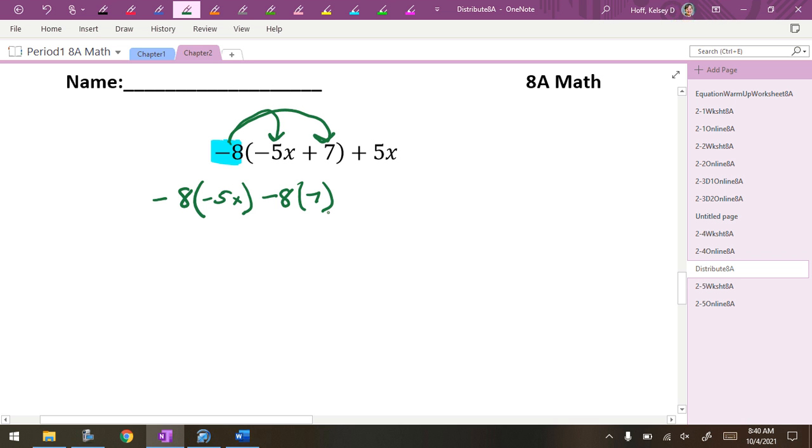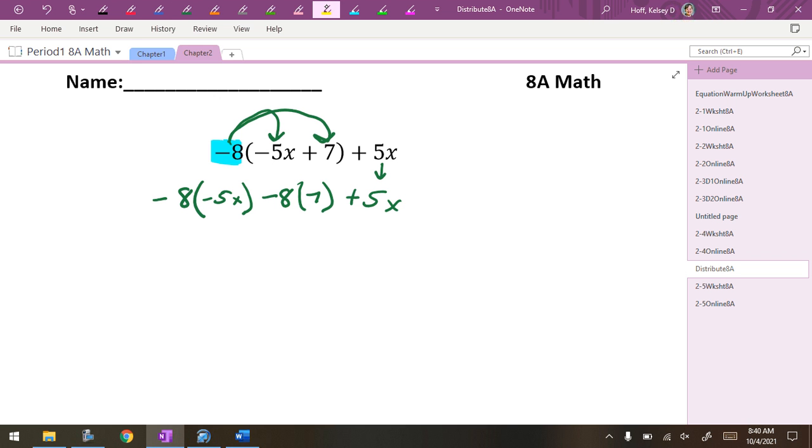Now, 5x on the end is not inside the parentheses. Do not multiply that guy. You just drag him straight down. Plus 5x. He is not in the parentheses, so you do not multiply with him.